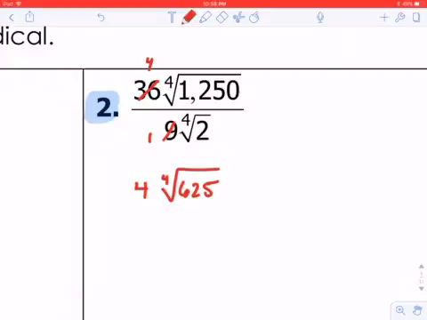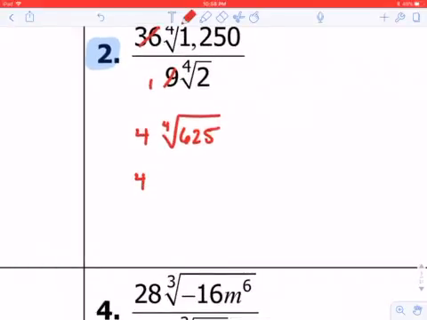So I know 625, that is one of your perfect fourths. If you don't see it, you can go 625 divided by 25, and you'll see you get 25. So this is actually 5 to the 4th, if you kind of broke it down a little bit. So I end up with 4 times 5, which is 20. Simplify.